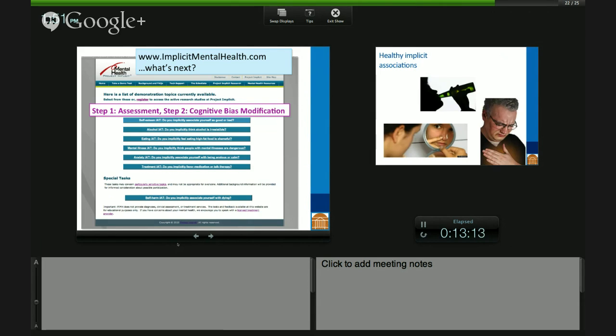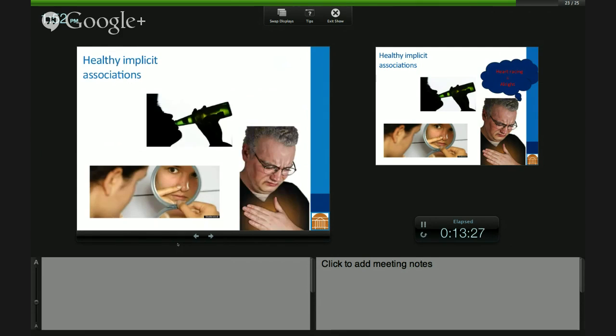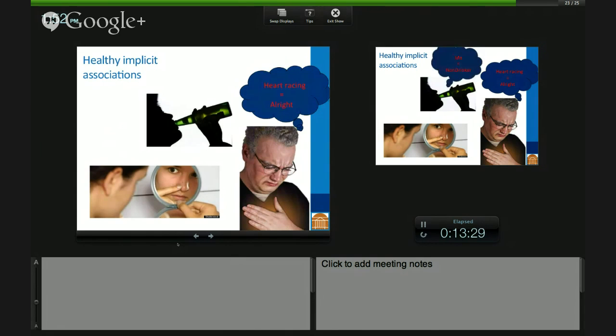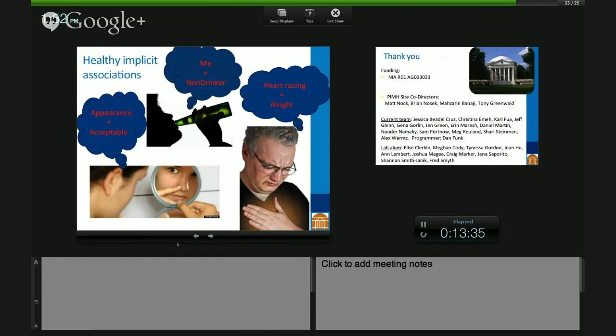People who score highly on these measures will then be invited to be randomized to different intervention conditions, and we're doing cognitive bias modification approaches where we're going to try to train different thinking patterns with these individuals. So the individual with panic disorder can start to associate their heart racing with being all right, the drinker can associate themselves with abstaining, and our person with body dysmorphic disorder can start to see their appearance as more acceptable.